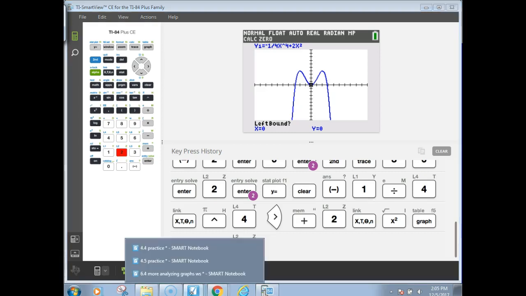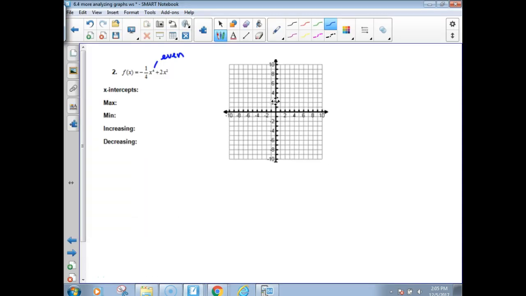So I'm just going to quick jot that down though. Yeah, it's passing through (0, 0). And I think that's one of my x-intercepts. And actually, it's a double. Why would it be a double? Because it bounces. Yes, there's a bounce. When a graph bounces, it's a double root.